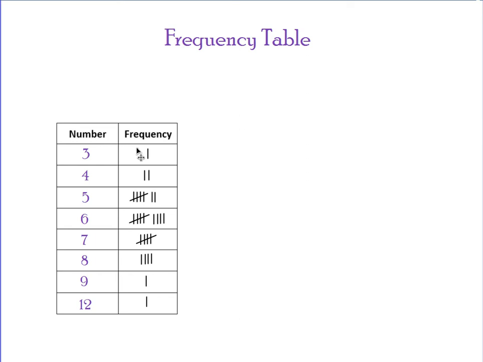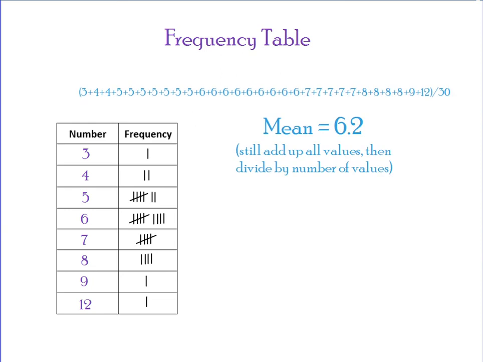Given a dot plot or given a frequency table, I can still find all the information I was used to finding before. For instance, if I was asked to find the mean, I know that I have to add 1 3, 2 4s, 7 5s, 9 6s, 5 7s, 4 8s, 1 9, and 1 12. And then I divide it by the 30 numbers in my list, and I'd get a mean of 6.2.